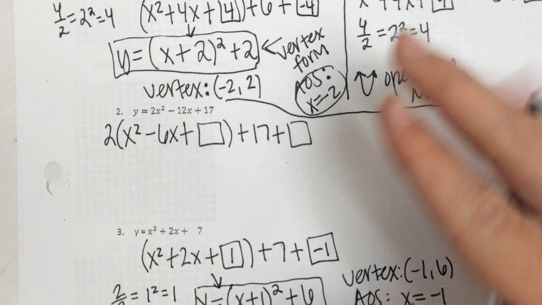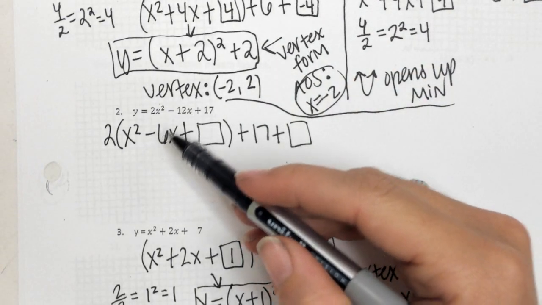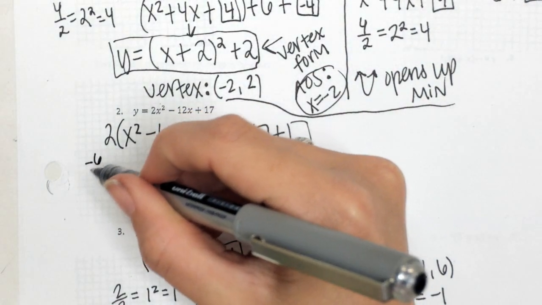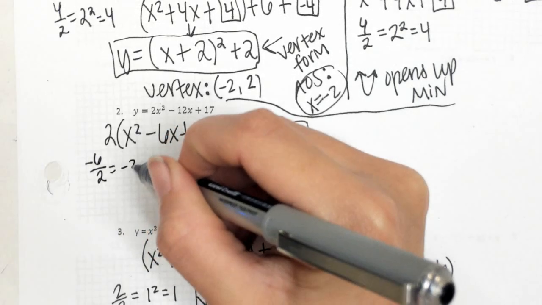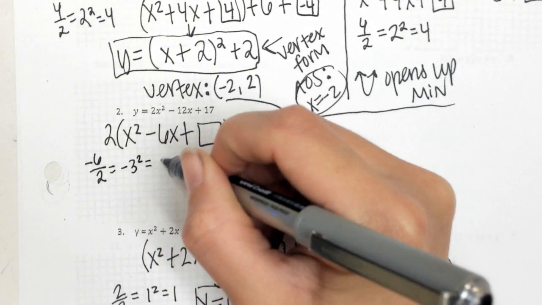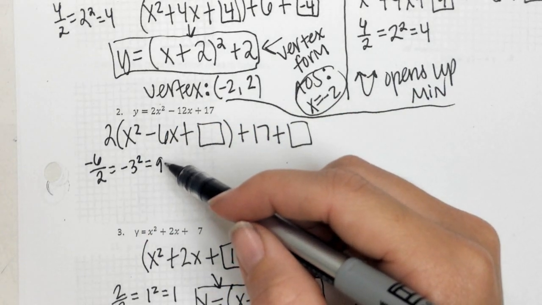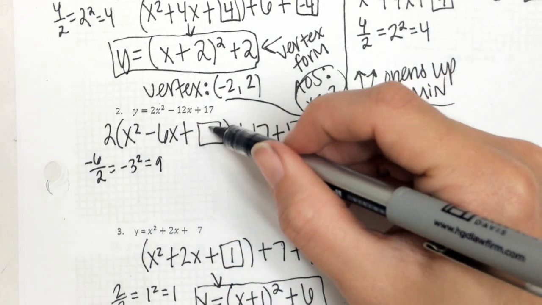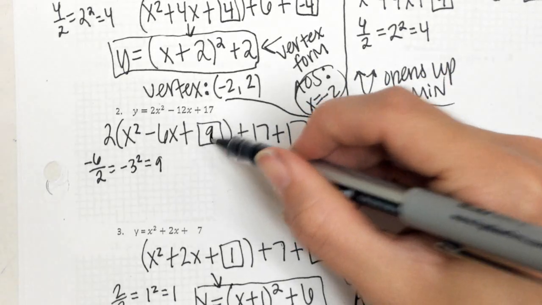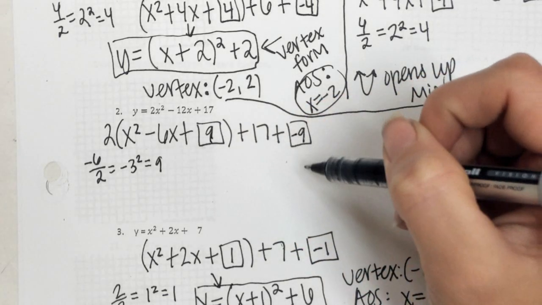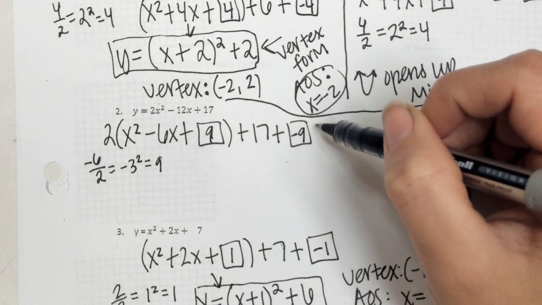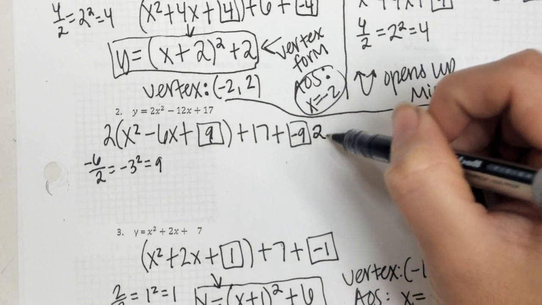Alright, now what goes in the box? You're going to take negative 6, divide it by 2, that's going to be negative 3. Negative 3 squared, we know is positive 9. Don't let your calculator lie to you. So I'm going to put a plus 9. I know right here I'll need a minus 9 to even it out. But I'll also need a 2 right here beside my negative 9.